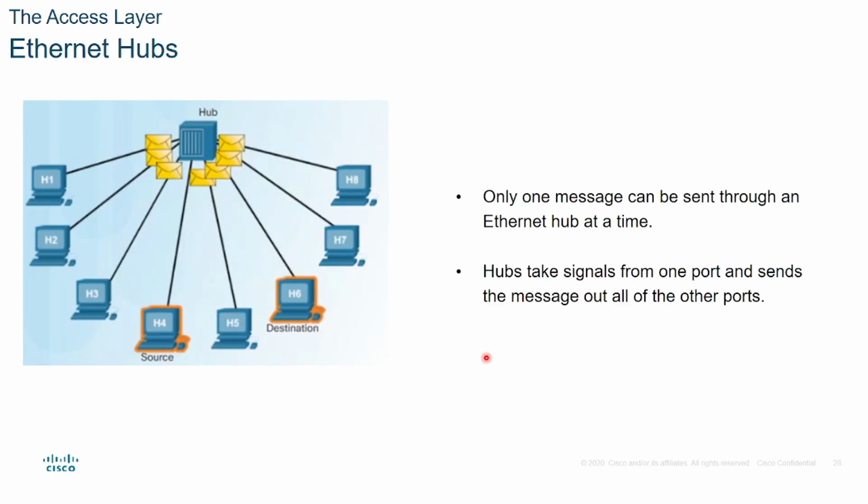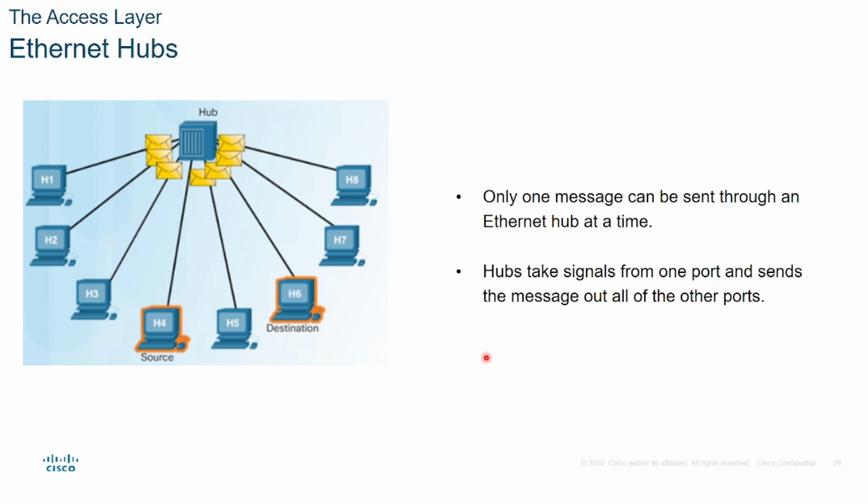Then we also have Ethernet hubs. Ethernet hubs are also a way that hosts are connected to each other or connected to a network. For a hub, only one message can be sent through the Ethernet hub at a time, and a hub takes signals from one port and sends the message out all of the other ports.